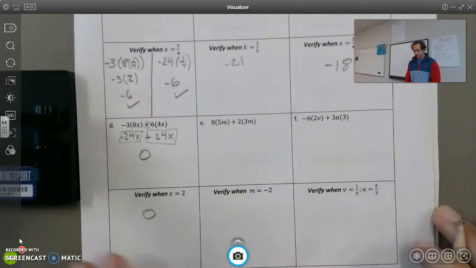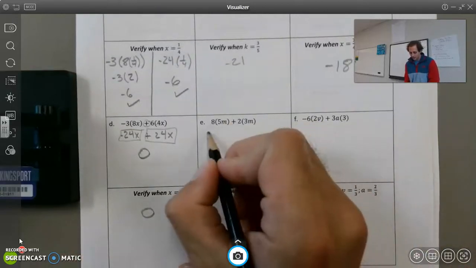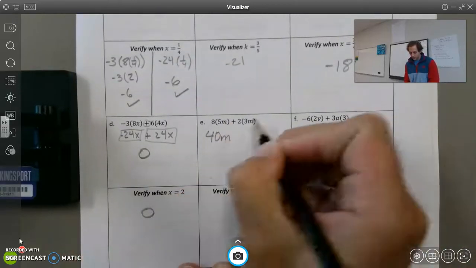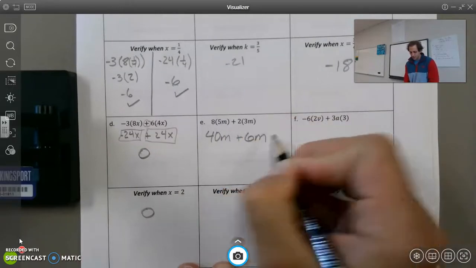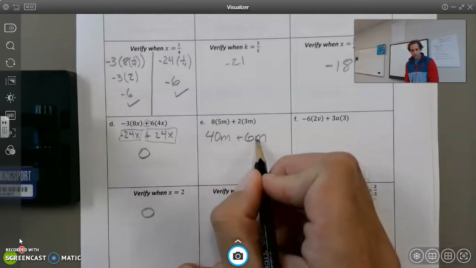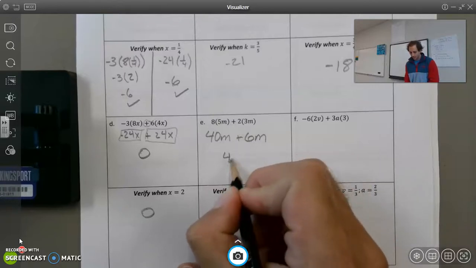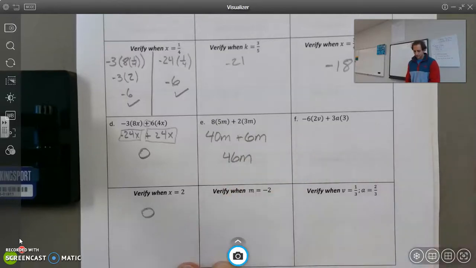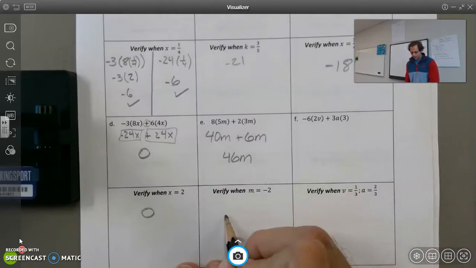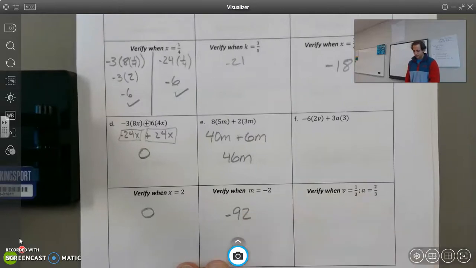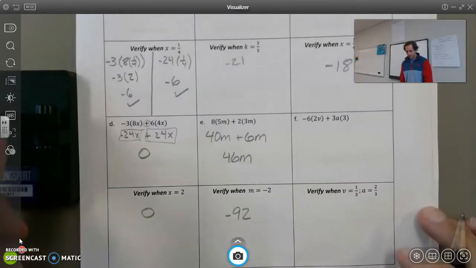Okay, 8 times 5m, that is 40m, plus 2 times 3m, that is 6m. 40m and 6m are like terms, so I can add them. I get 46m. They'd like me to verify what m is negative 2, so I should get negative 92 as my value. All right.